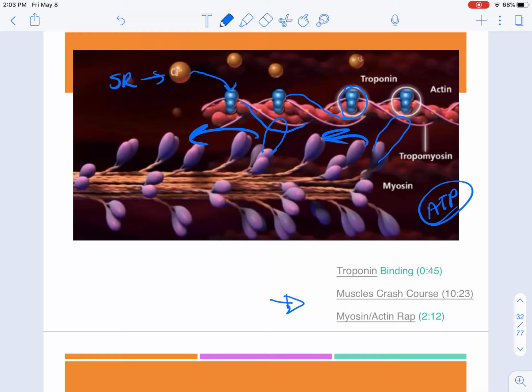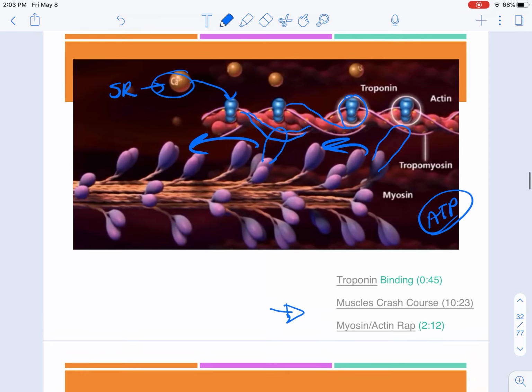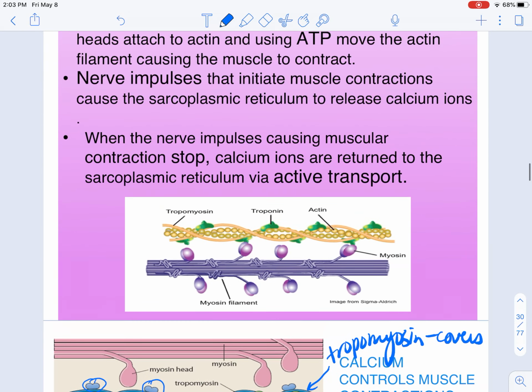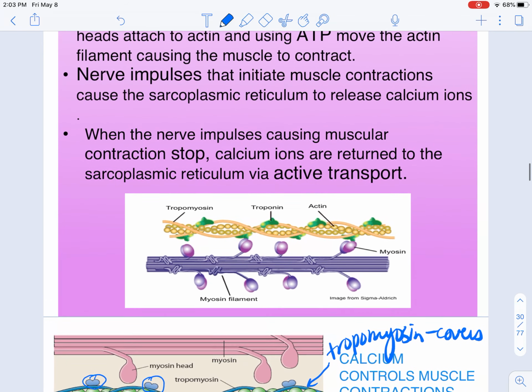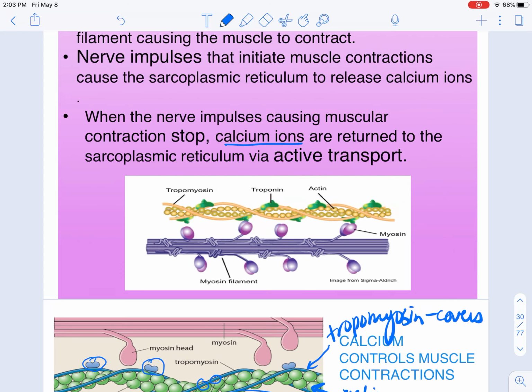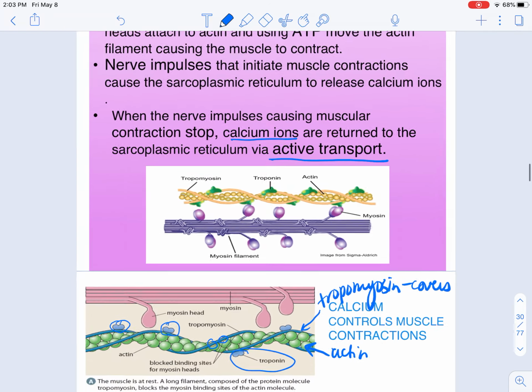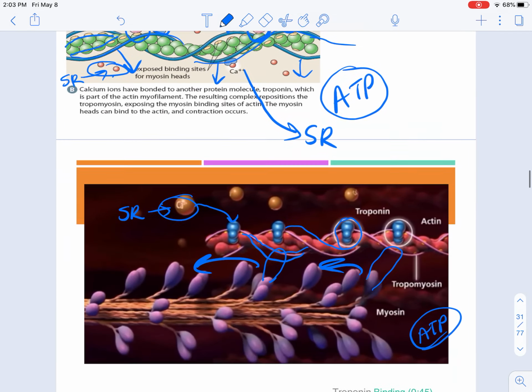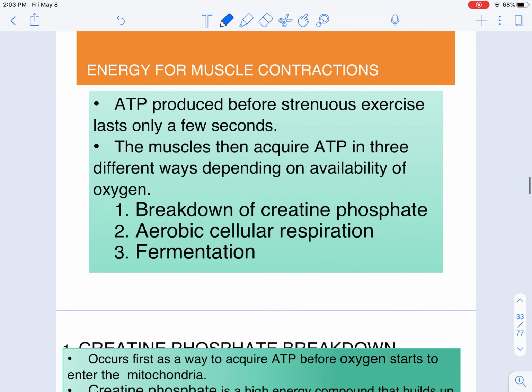If we remove the calcium, then this tropomyosin will stick back on, and we will have a relaxation happening at that point. And it's basically active transport that will grab all the calcium and put it back in the SR, and at that point the muscle will relax.